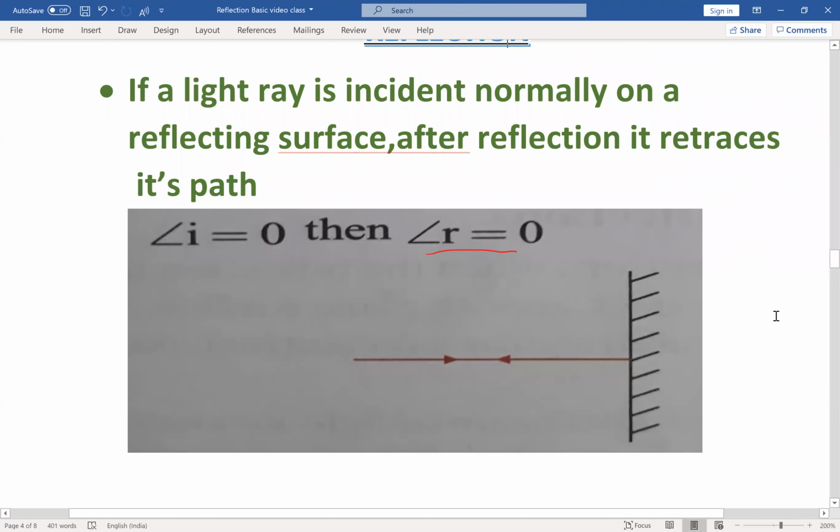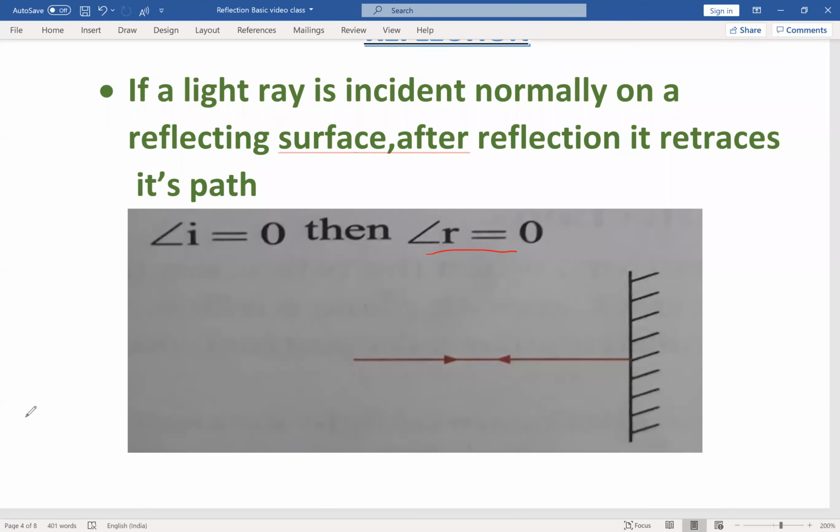Here there is a case of normal incidence. That means on a reflecting surface, if a light ray is incident normally, that means along the normal, then what happens to it? After reflection, it retraces its path. That means in whatever direction it is coming and falling, and this is again normal at this point of incidence, it will retrace along the same path. So here the angle of incidence is equal to 0.